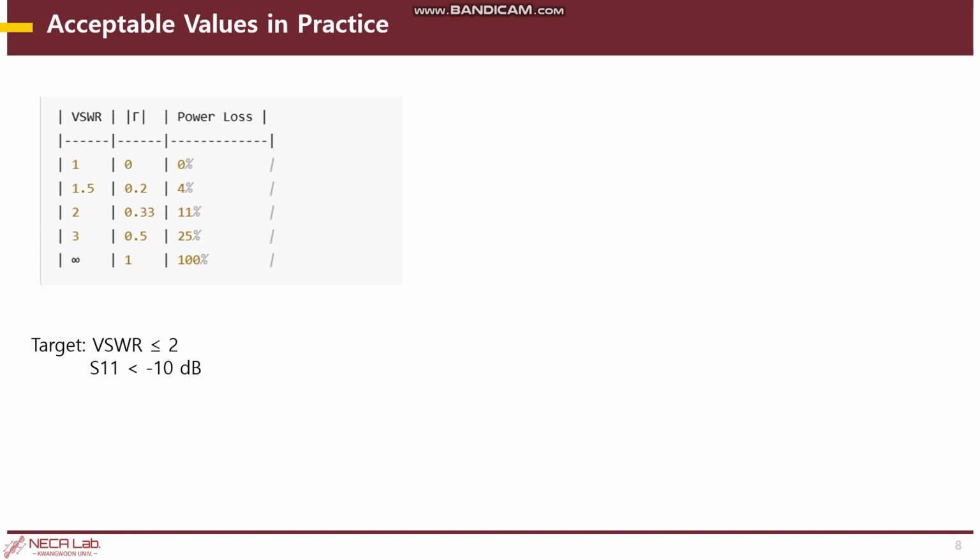In this slide, this table shows practical values of VSWR, reflection coefficient gamma, and power loss. For example, if VSWR is 2, about 11% of power is reflected. At VSWR equals 3, the loss increases to 25%. So our design goal is to keep VSWR less than or equal to a small value and S11 less than minus 10 decibels, to ensure good performance and minimal reflection.